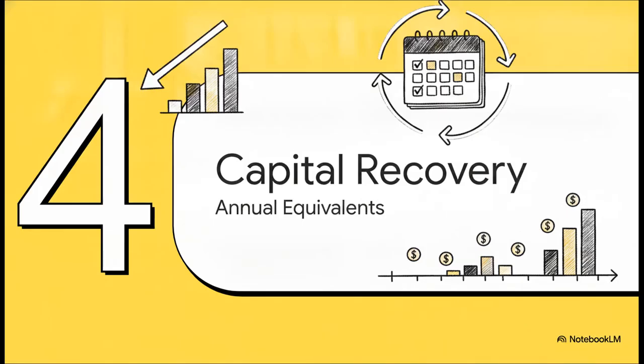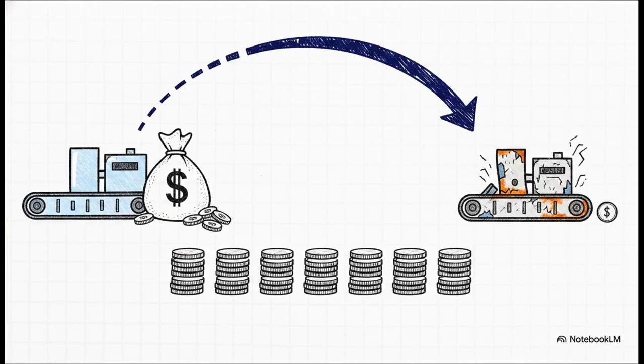Next up, section 4, annual worth and capital recovery. Now, present worth is great, but sometimes translating everything to today's dollars isn't the most practical way to budget. A lot of the time, we need to understand our costs on an annualized basis. Enter capital recovery. This is essentially the annual equivalent cost of your invested capital. It lets us smoothly distribute that initial heavy price tag and whatever salvage value is left at the end across the entire life of the asset.